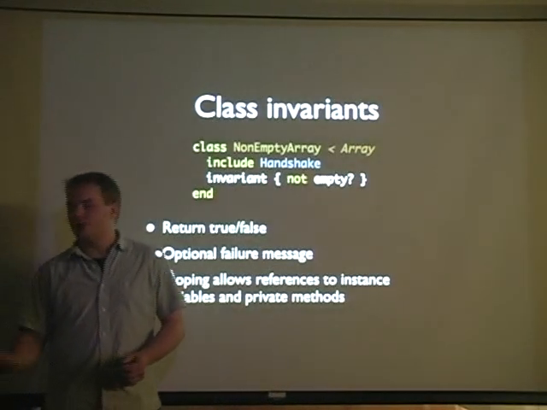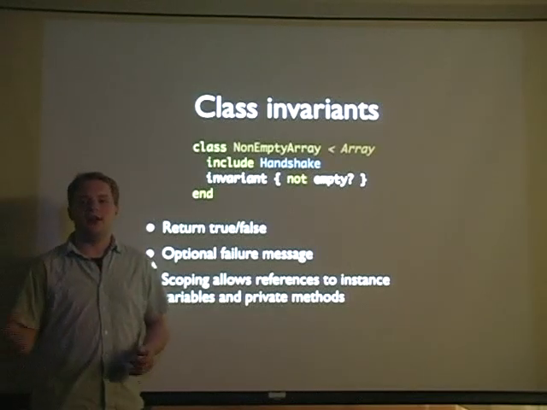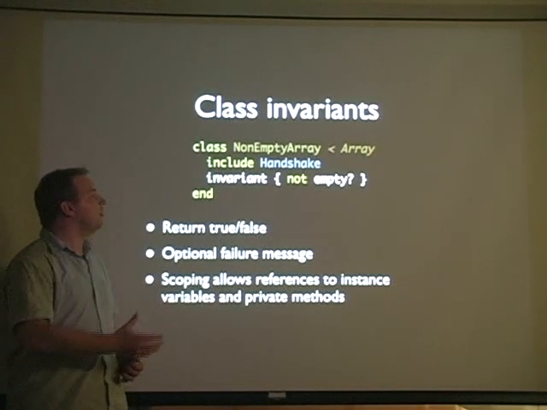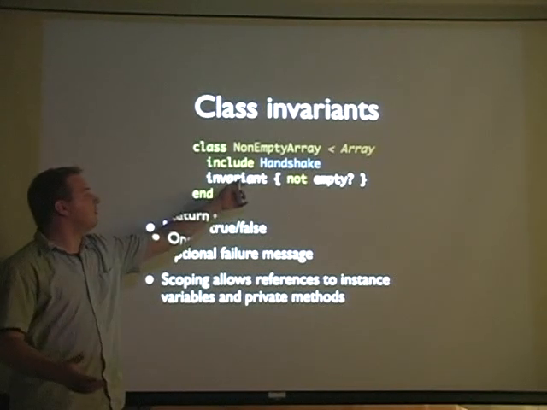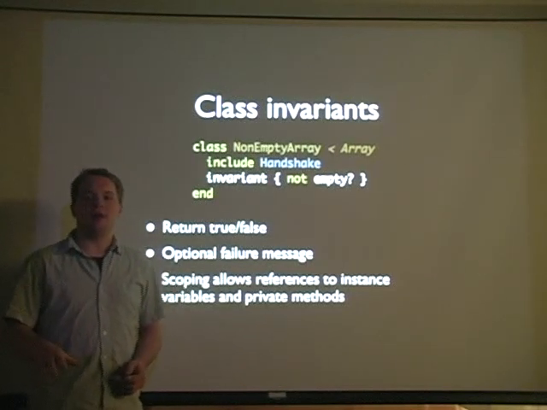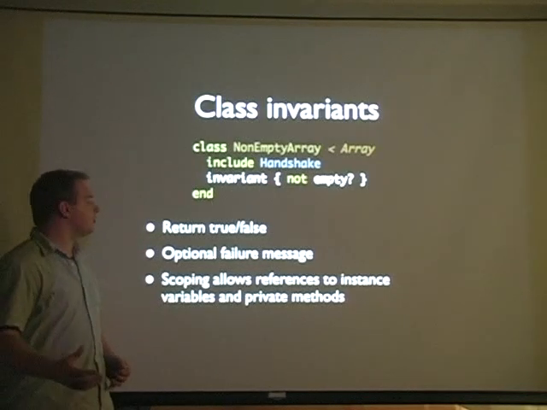So class invariants, here's the very simple case. You want to build a class like a non-empty array, and the invariant on that is the array can never be empty. So you inherit from array, and you include Handshake, and you have a very simple invariant here. It's just a block. It's evaluated within the context of the object, and if at any point the array is empty, it's going to throw an error.